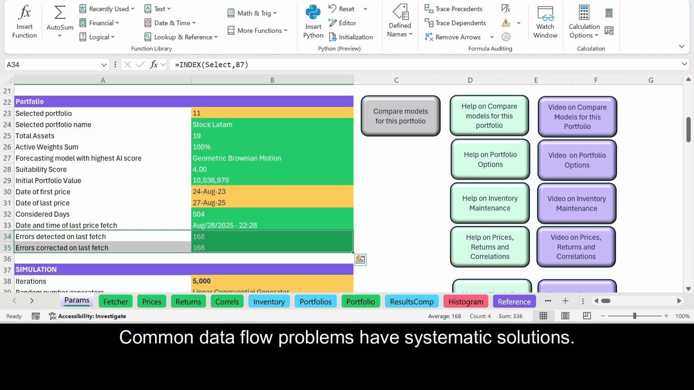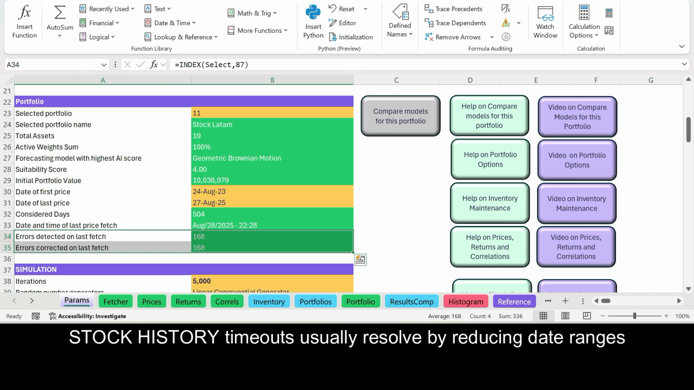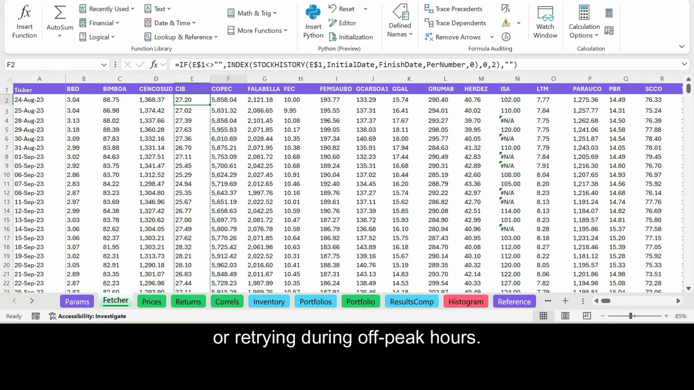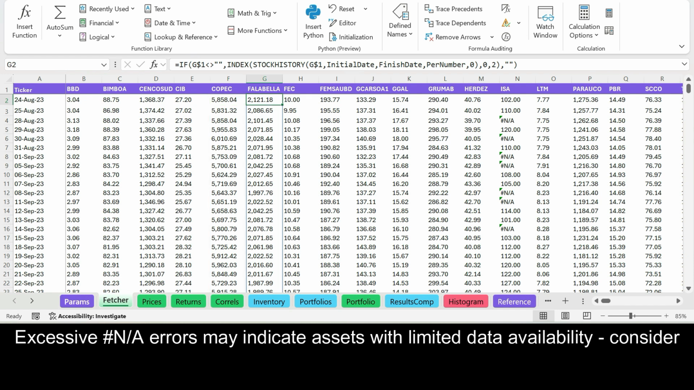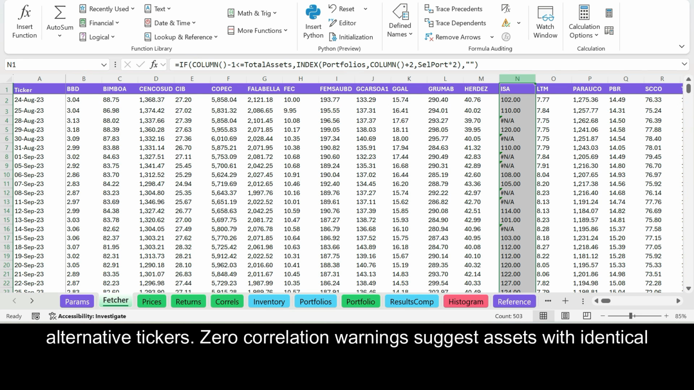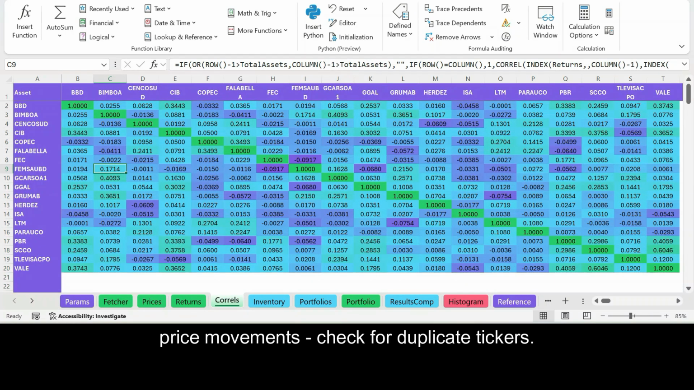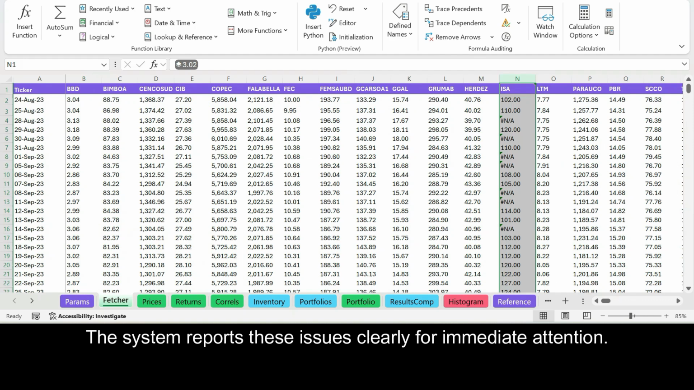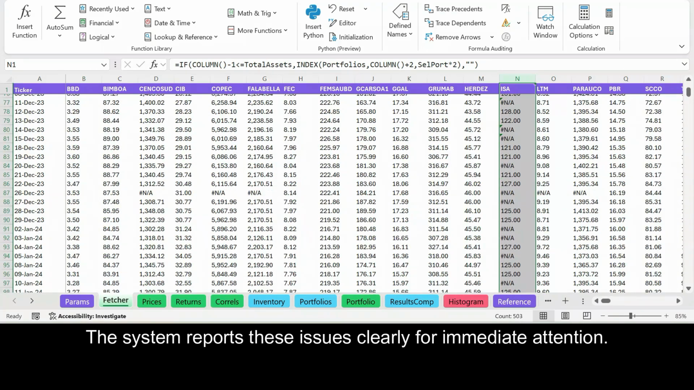Common data flow problems have systematic solutions. Stock history timeouts usually resolve by reducing date ranges or retrying during off-peak hours. Excessive #N/A errors may indicate assets with limited data availability. Consider alternative tickers. Zero correlation warnings suggest assets with identical price movements. Check for duplicate tickers. Incomplete data ranges occur when date boundaries exceed available history. The system reports these issues clearly for immediate attention.